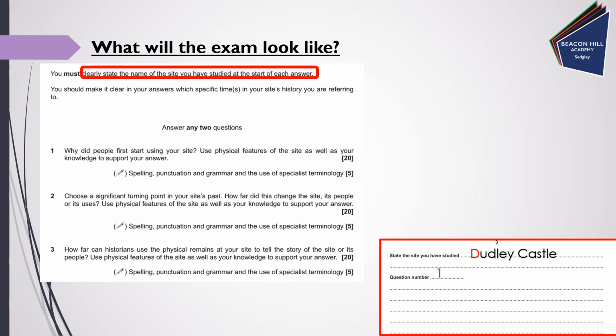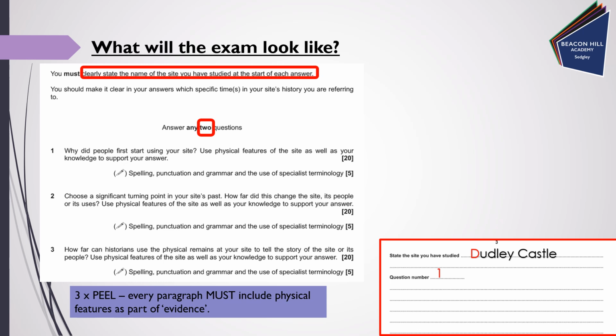You'll be answering 2 of the 3 question choices available, and you will answer those with PEEL paragraphs. Points, evidence, explanation and linking back to the question using words from it. It's worth stating here that you must include physical features in every paragraph you write for this paper, and this will allow you to move up the mark scheme.